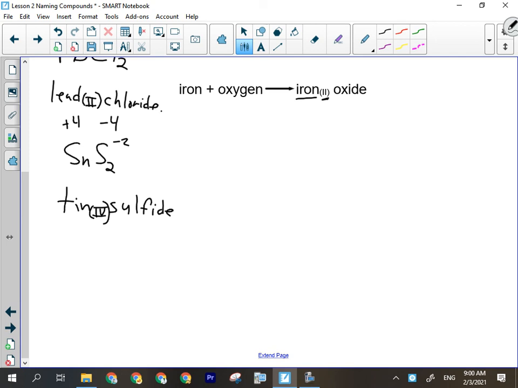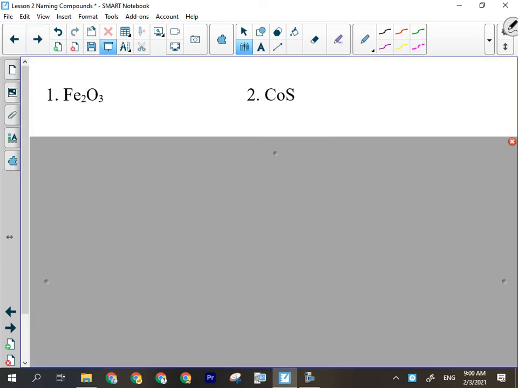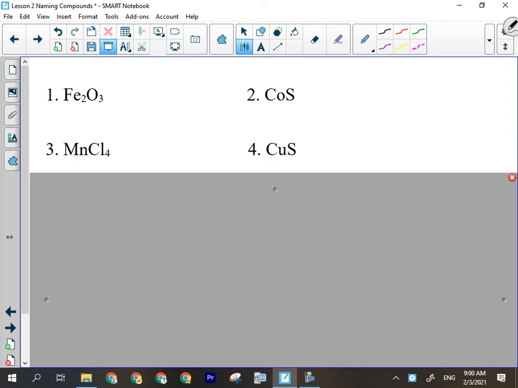Okay, so is this idea here kind of making sense? It's a tiny bit of math. You've got to do a little bit of multiplication and division, but it's not difficult. We just have to look to the non-metal, figure out how many negatives, make it work with the number of positives that we have, figure out the Roman numeral. All right, I want you guys to try the first 4 here, and then we'll go through them together.